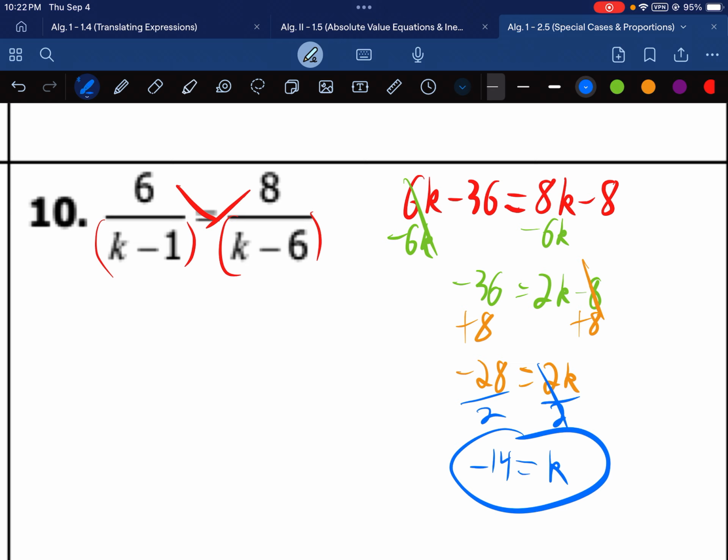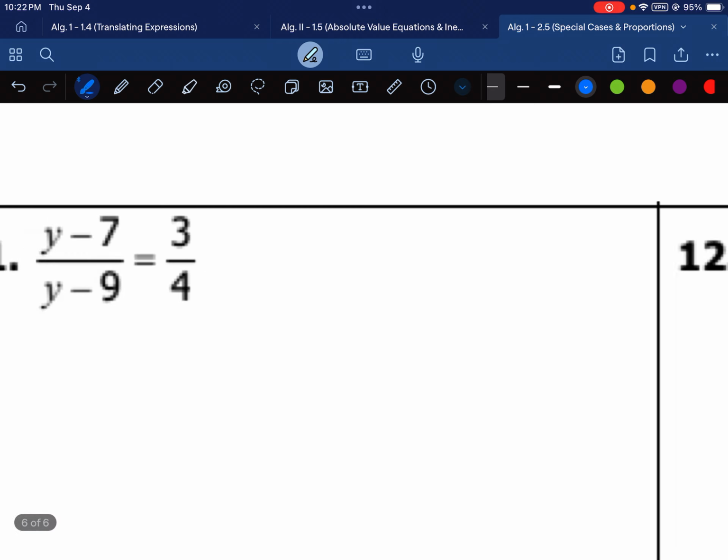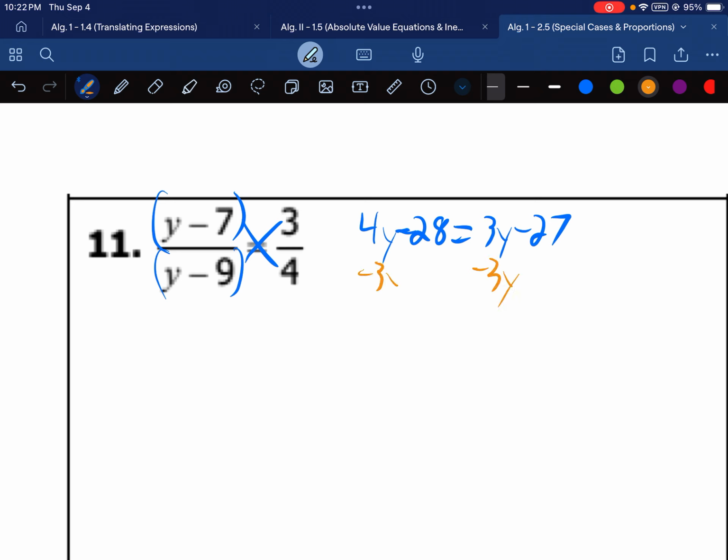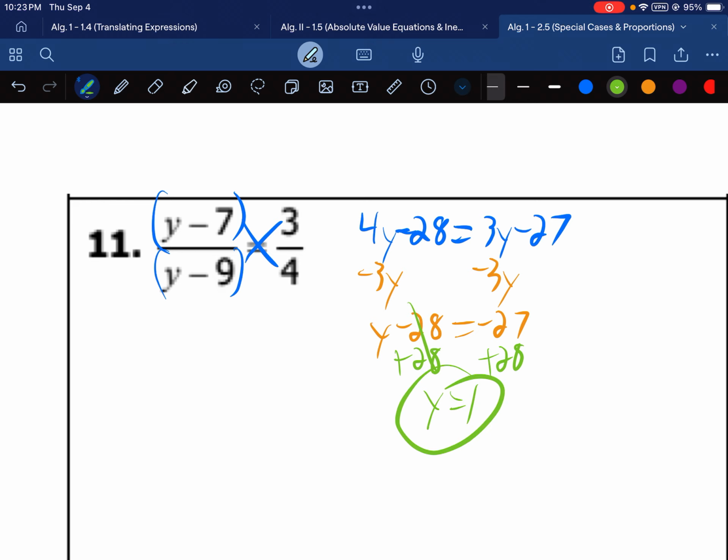Moving on to our last 6 examples on the next page. Number 11 here, 4 times the diagonal of y minus 7 gives me 4y minus 28. The other diagonal, 3 times y minus 9, is 3y minus 27. So moving my smaller y, I get y minus 28 equals negative 27. I add 28 to both sides, and I get my answer, y equals 1.